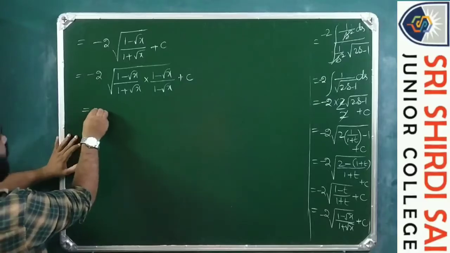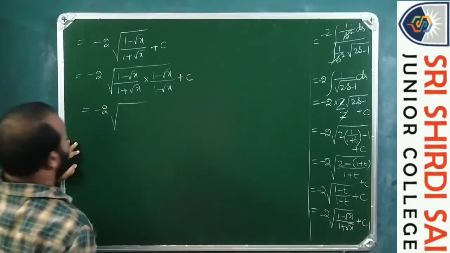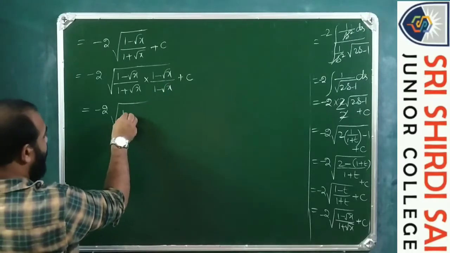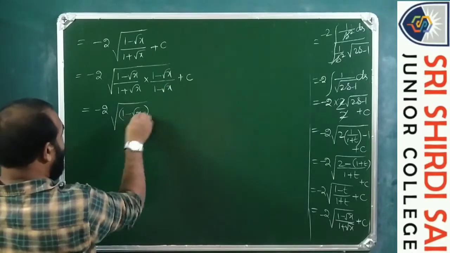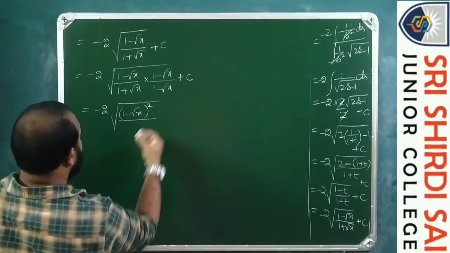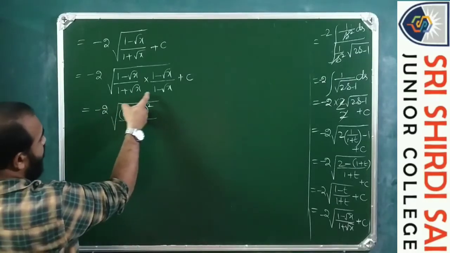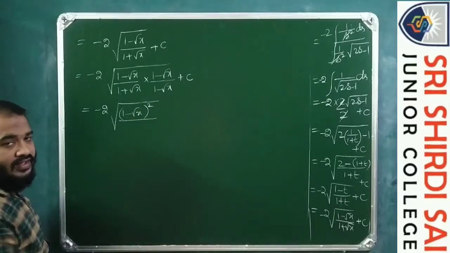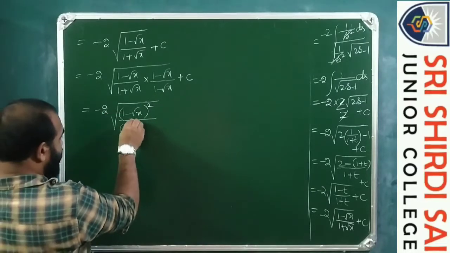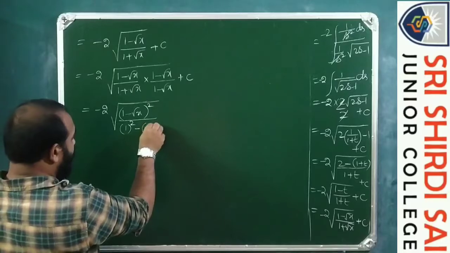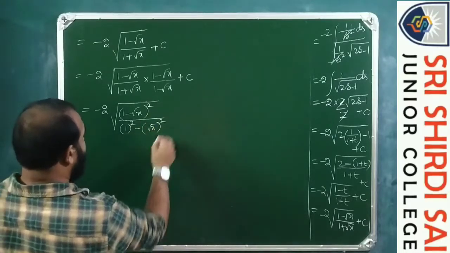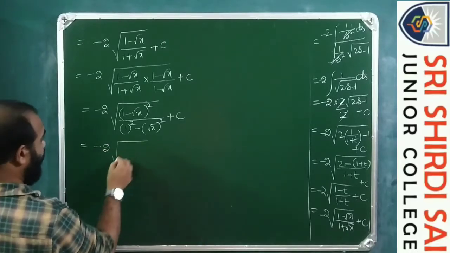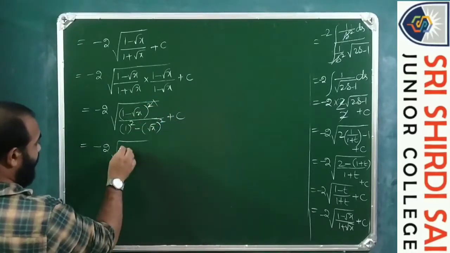So this is equals to minus 2 into square root of 1 minus root x into 1 minus root x is 1 minus root x whole square by, this is 1 plus root x into 1 minus root x. It is of the form a plus b into a minus b, a square minus b square. So 1 square minus root x whole square plus c. So this is minus 2 into square root of, square root gets cancelled.